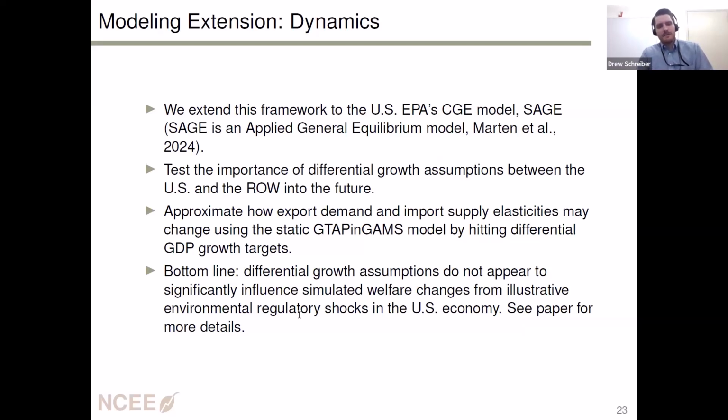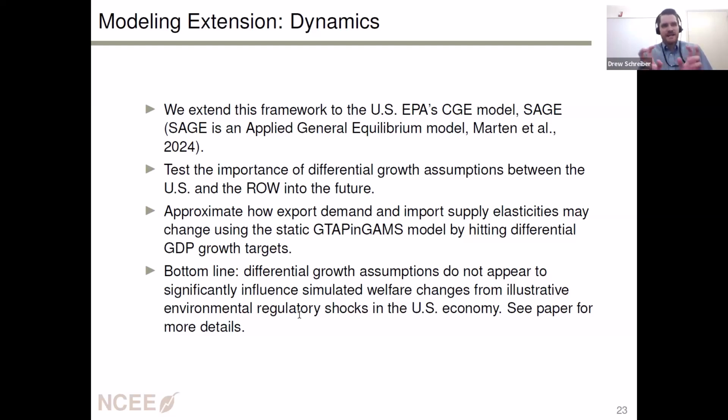There's a good chunk of the paper that's devoted towards applying that type of framework to a dynamic model. We use the US EPA's CGE model called SAGE, and really this was to get at how appropriate it is to calibrate a dynamic model to a static set of price elasticities for export demand and import supply. Is it reasonable, or does it matter how we think those elasticities might evolve over time?